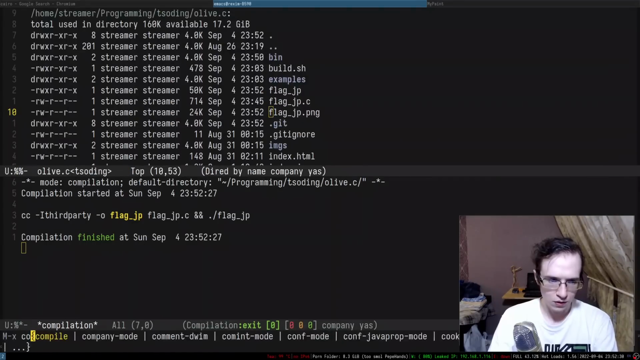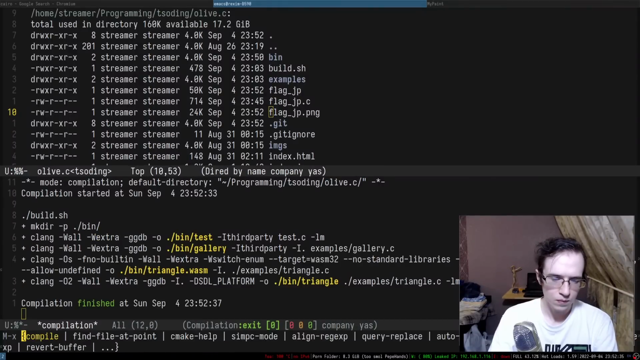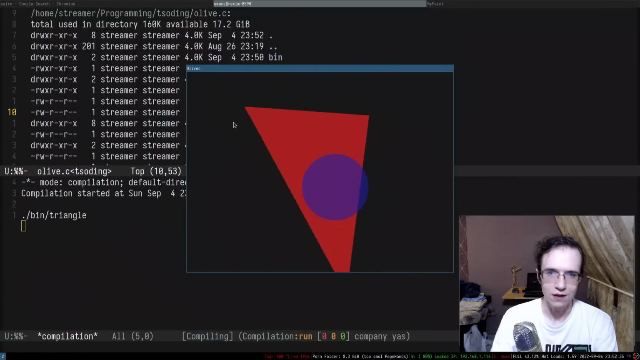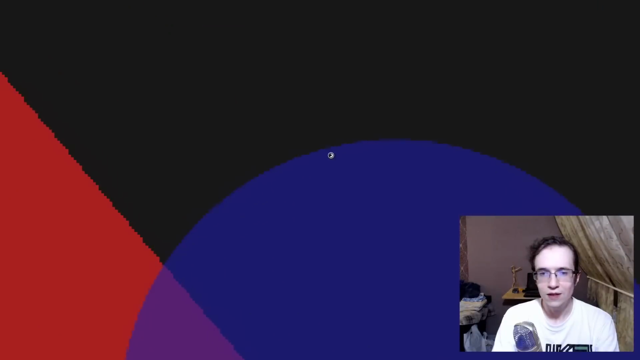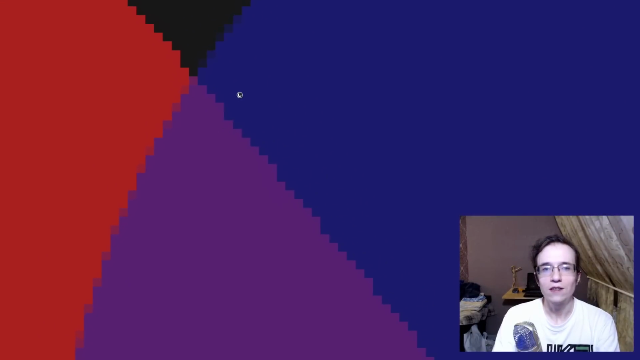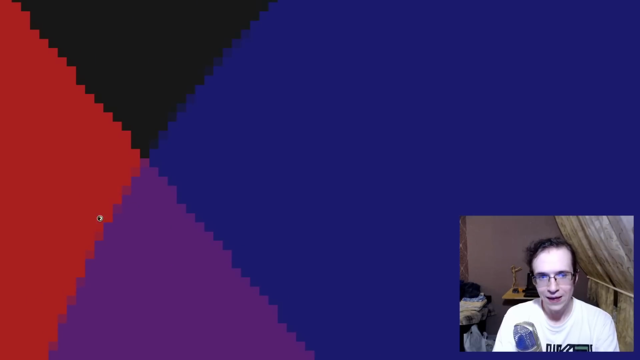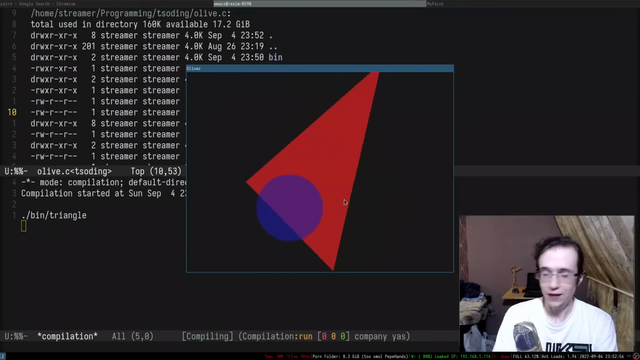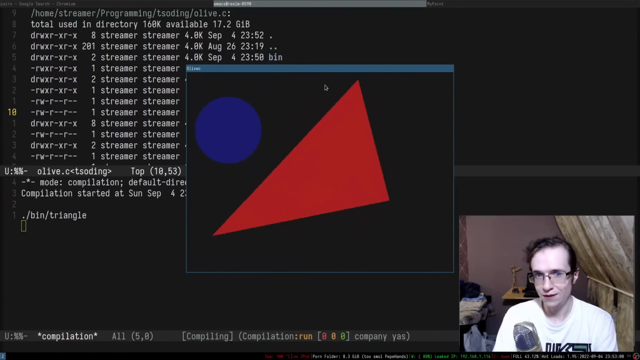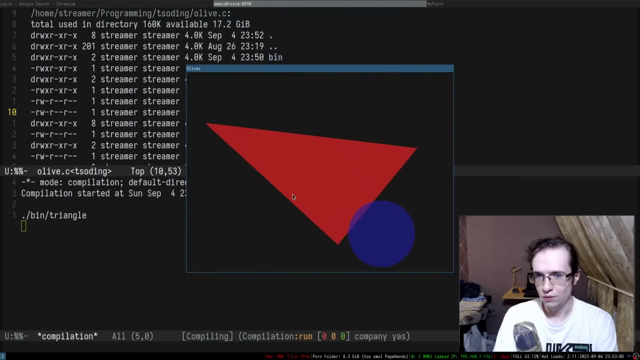And now let me rebuild everything in here, right? And run the triangle example. And now the triangle example works. So, let's take a look if it has anti-aliasing. Oh yeah, that's actually very cool. Right, so the circle itself is semi-transparent. It has the anti-aliasing at the edge, and you can clearly see that the triangle doesn't have anti-aliasing. And it's still rather fast, even though it uses floating point. I'm quite surprised. So that's pretty cool.